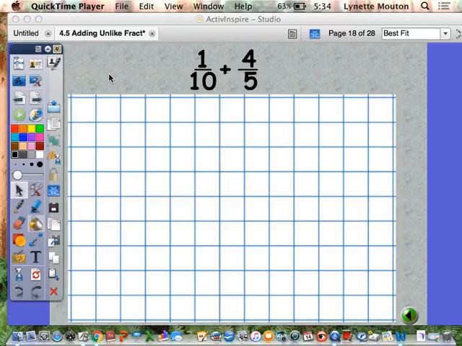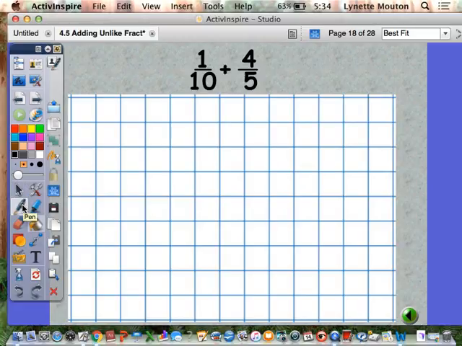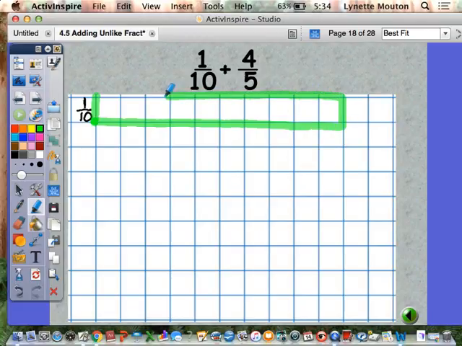We start the same way as you would with like fractions, by writing the fraction and then modeling the fraction. There are 10 equal parts. The denominator tells us that, so we need 10 equal parts. 1, 2, 3, 4, 5, 6, 7, 8, 9, 10. And our focus part, which is our numerator, tells us that only one of them is shaded. So we only shade one.